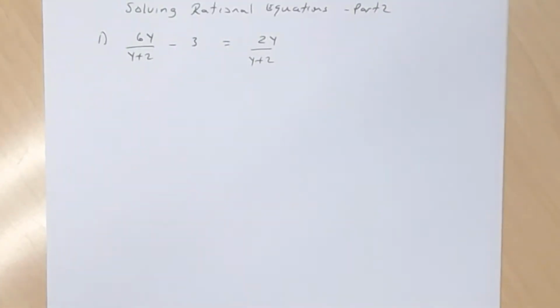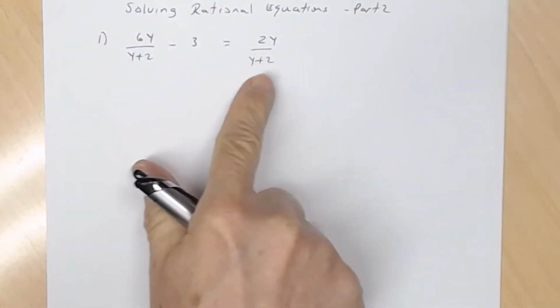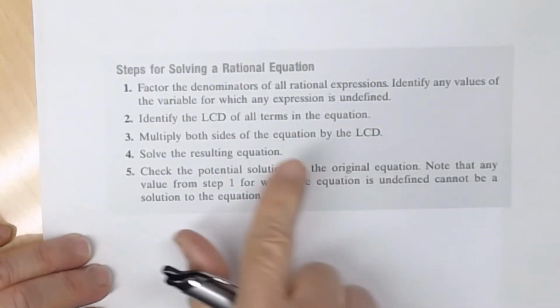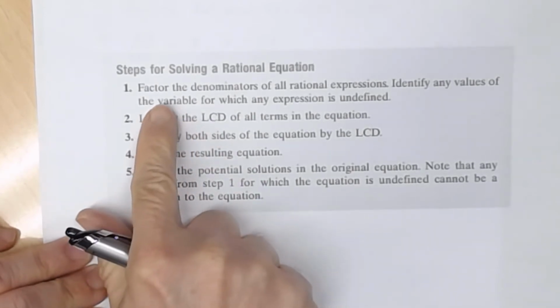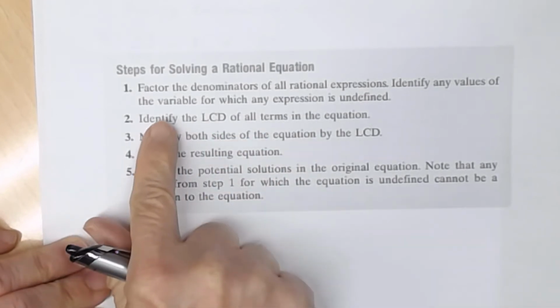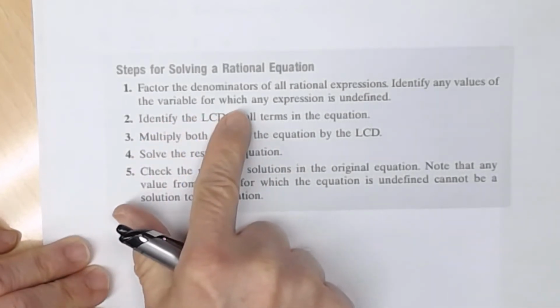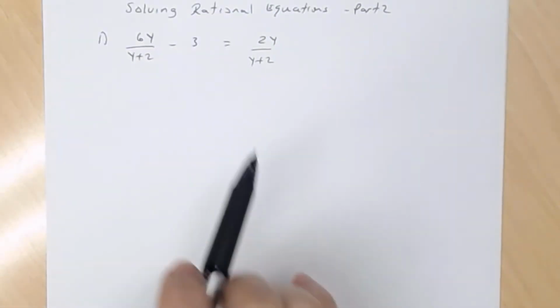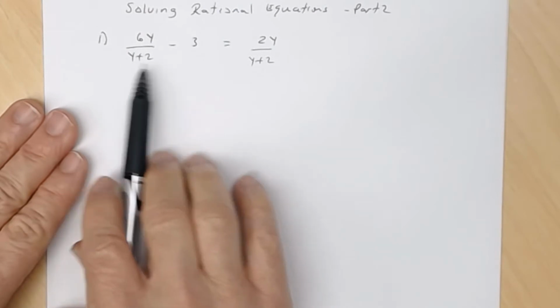What I want you to notice is that, again, the first thing you have to do is find the LCD. Before we go on, in part 3, you're going to see that these denominators you're going to have to factor. So let's start talking about the steps to solving a rational equation. Step 1, factor the denominators of all rational expressions, and then identify any values of the variable for which the expression is undefined.